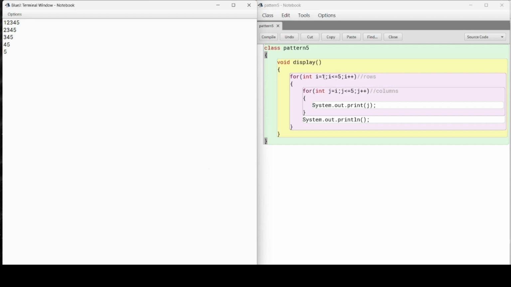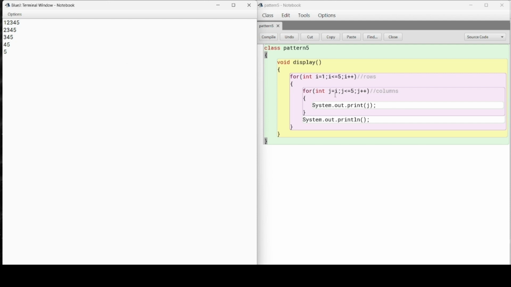Here is i equals 1, the starting point, and i less than or equals 5, the ending point, the maximum limit of the rows, and the columns will be represented as j equals i and j less than or equals 5. So j equals i means when i is equal to 1, it will print all the numbers from 1 to 5: 1 2 3 4 5. Then i is 2, so it will print from 2 to 5, and similarly 3 to 5, 4 5 and 5 only.